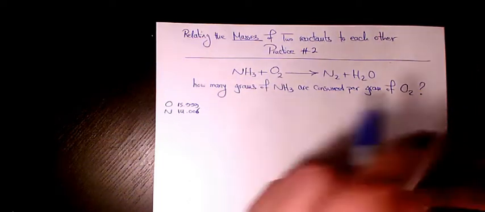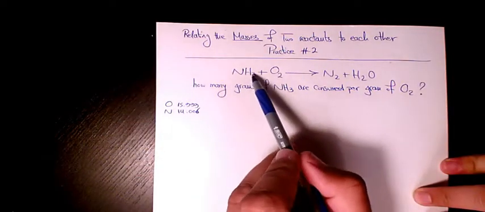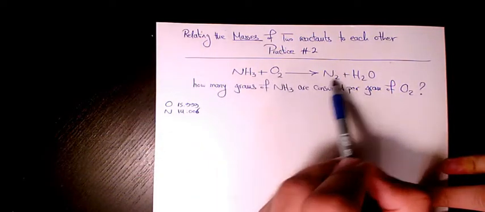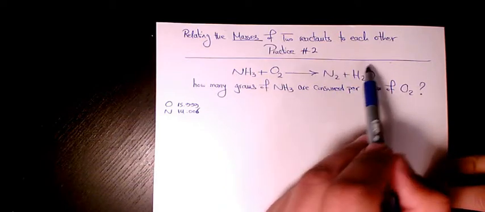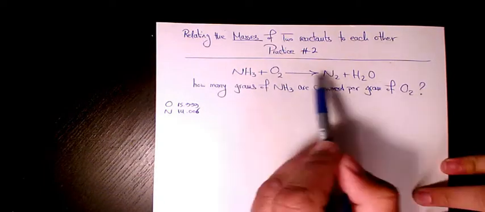In this video I have another stoichiometric question which relates the masses of two reactants to each other. So we have ammonia plus oxygen, it gives us nitrogen and water. How many grams of ammonia are consumed per gram of O2?